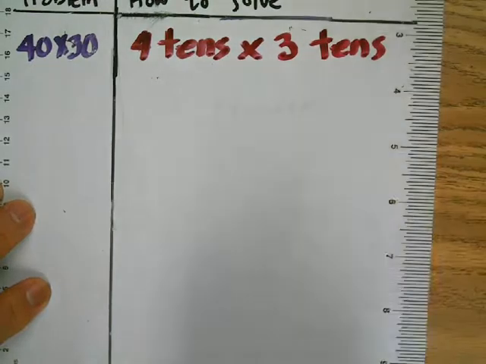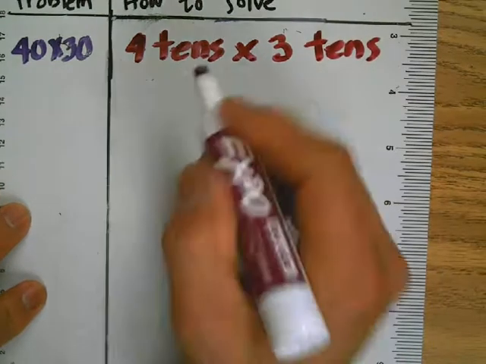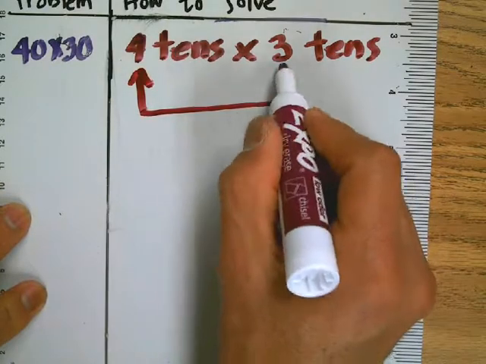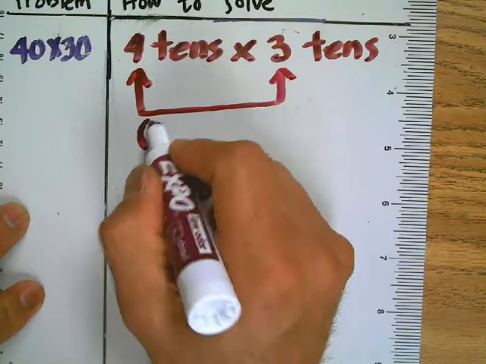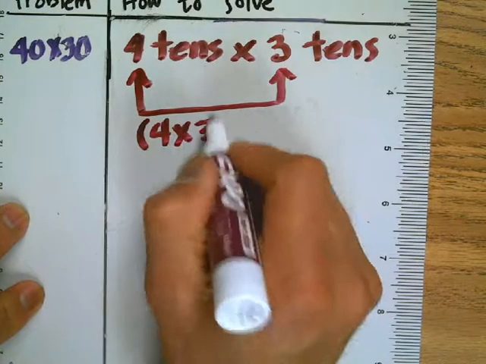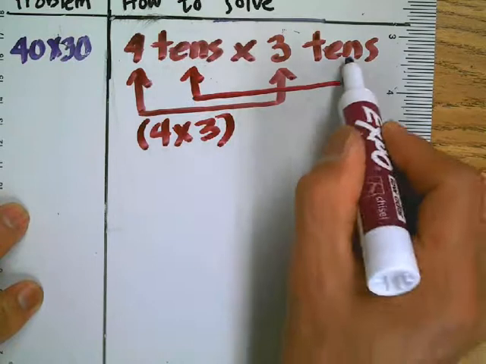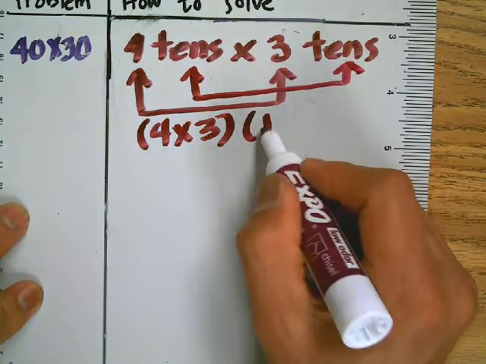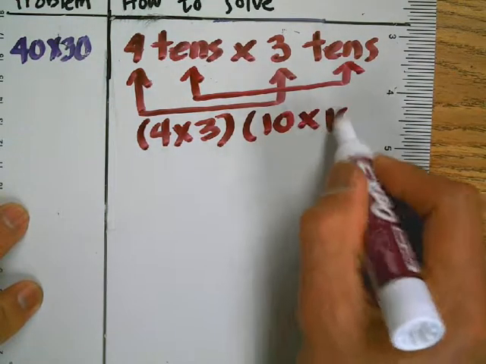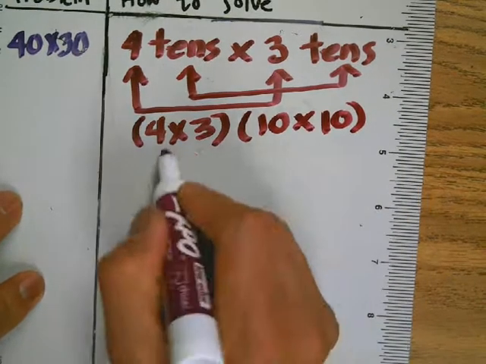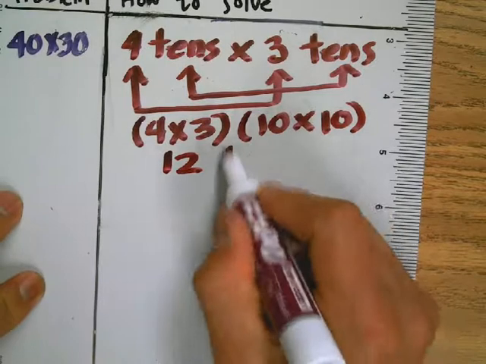Now here's the fun part about this. When you write it in this way, you can multiply 4 times 3. Then the second step is you multiply 10 times 10. Okay, my friends? So the answer for this is going to be 12 hundreds.